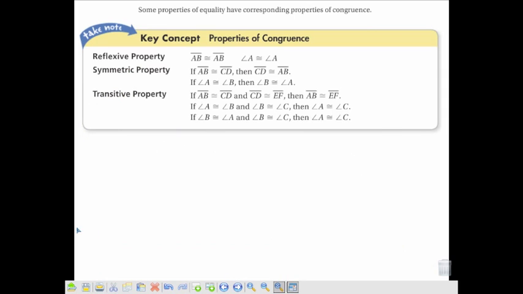Now we can also use some of these properties with congruence also. We talked about reflexive, symmetric, and transitive. And for segments and for angles, these are also going to be true. So any segment is congruent to itself. The angles are congruent to themselves. Symmetric property, same deal, where we can use congruence with those. Notice we're not using any addition or subtraction here because equality uses addition and subtraction, but we can't do that with congruence.